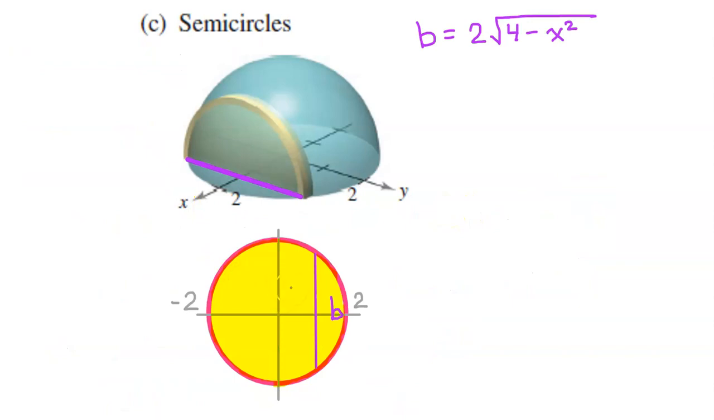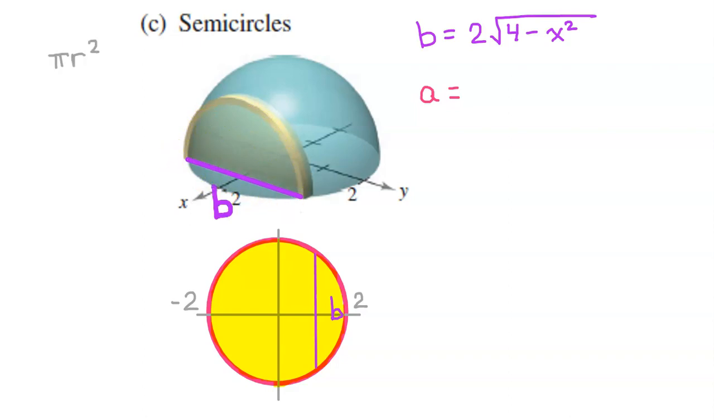For part C, we are still using the same circle as the base of the solid. So our expression b for the length of the base of a single slice remains the same. So step 1 is done. Step 2 is to find an expression for the area of each slice. But for part C, each slice is a semicircle. So we have a semicircle where the diameter is length b.